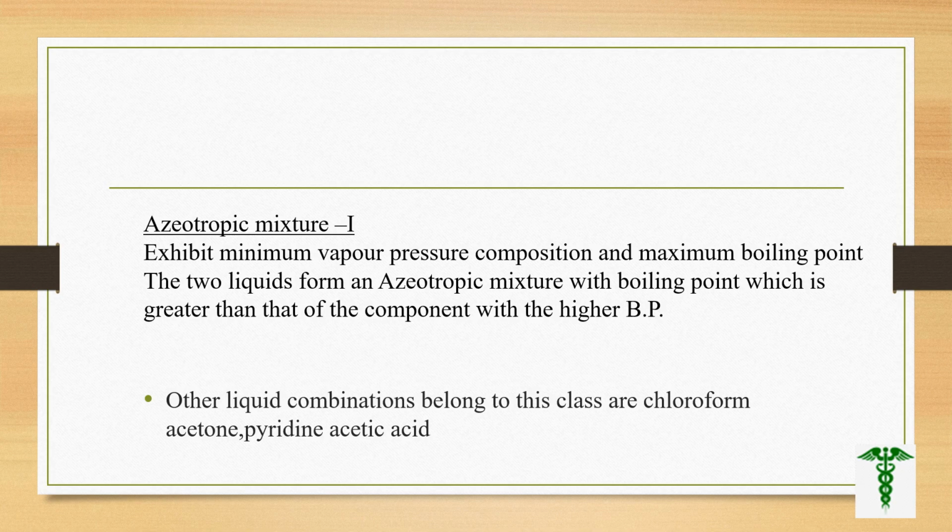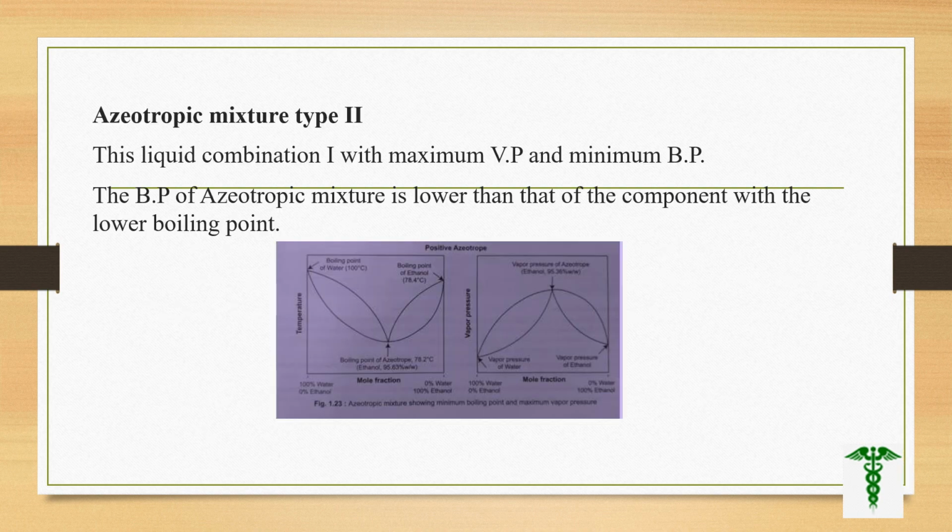So in this, it exhibits a minimum vapor pressure composition and maximum boiling point. Other examples belonging to this class are chloroform, acetone, pyridine, and acetic acid. Going to the next type, that is azeotropic mixture type 2. Here the boiling point is minimum and vapor pressure is maximum.